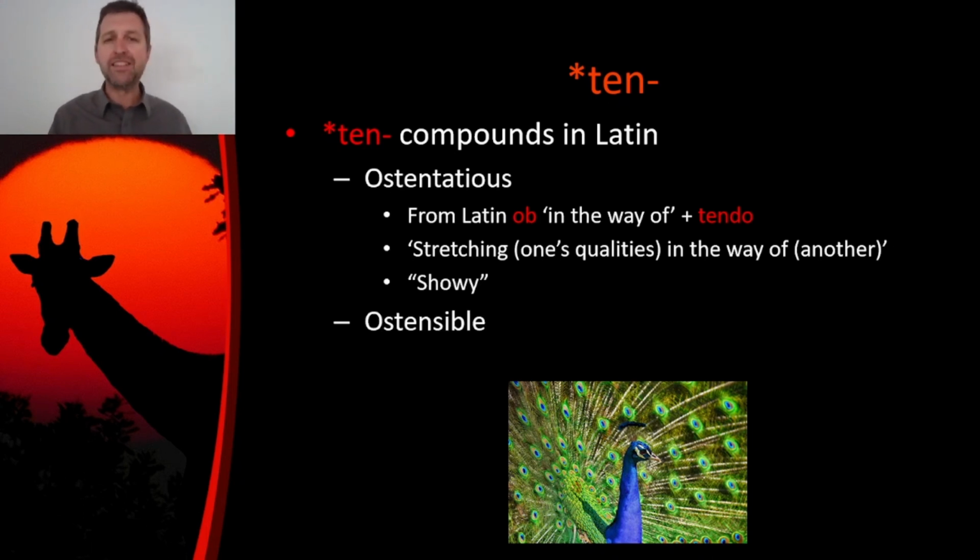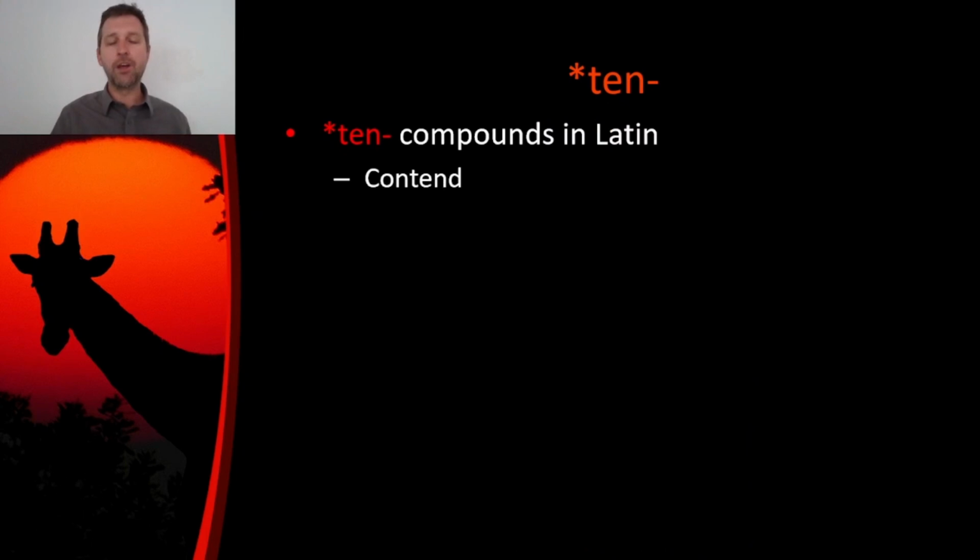You're showy, basically. We also have this word ostensible, which we use a lot of times in the adverbial form, like if something is ostensibly the case, it means it could be, it might be, it may or may not be, but it could be shown. It's able to be shown, and so you have that idea once again in the meaning of ob plus tendo that something could be shown, whether you're being showy or the proposition could be shown in some way.